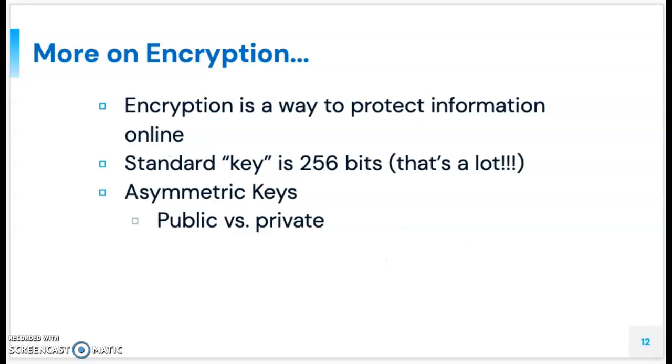So, encryption. Encryption is basically a way to scramble information online, so that if I'm looking at your information right in front of me, I can't tell what it says as it's in a different code. A standard key, which is the way you figure out how something is encrypted, the code-cracking method, is 256 bits online, and that's a lot of information. I do not know how to even begin to describe that to you, but that is a lot of information.